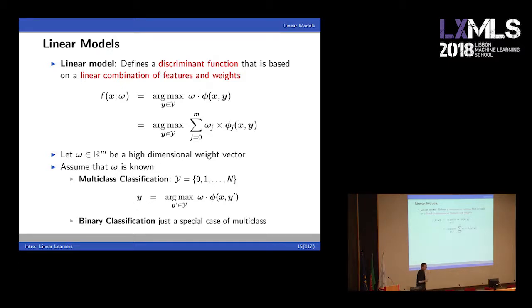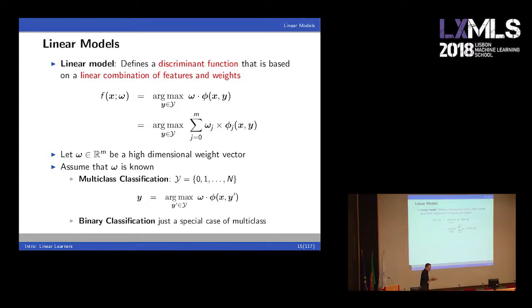So what we want to do now is learn a discriminant function that is a linear combination of features and weights. In our function approximation setup, we want to learn f of x and w, and at test time, we want to predict the best label y by taking the argmax under our linear combination of features and weights, assuming we have the optimal weight vector learned.